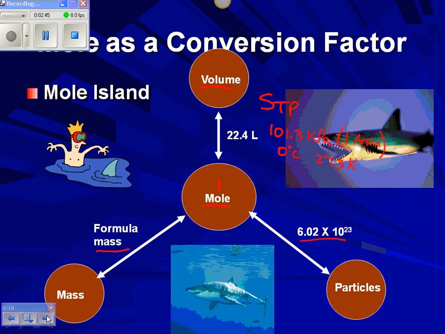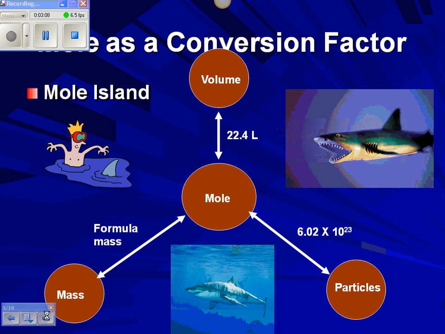You can't go from volume conversion into mass directly because we have to go through the mole. And that is the commonality between those three. In class, we just say, well, you just can't do it because there's sharks. You're on a mole island and you just can't do it. But the truth is, you have to go through the mole for everything. Now, you're going to see some examples of how to do that.